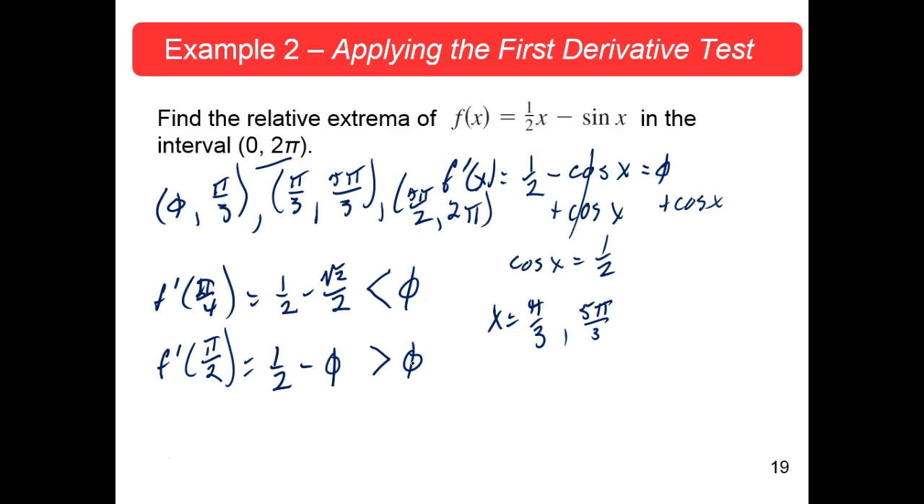What does that tell you about pi thirds? It's a negative value, the slope is a negative value coming in, a positive value going out, relative minimum. So pi thirds, this one, relative minimum. Okay? All right. What other thing do we need to determine?